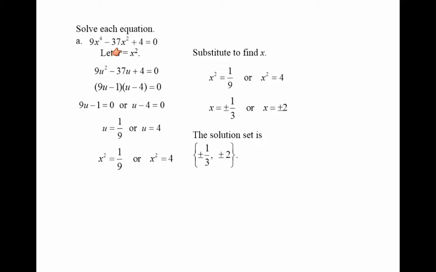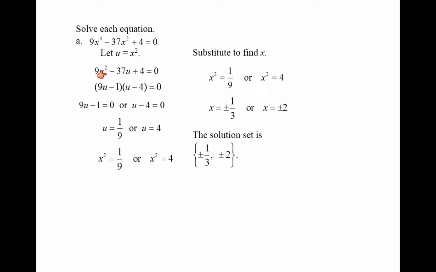So if I let u be equal to x to the power of 2, if I square both sides, then u squared must be equal to x to the power 4. So this would be 9u squared minus 37u plus 4 equal to 0. There it is. I made this equation look like a second order equation by using the substitution method.